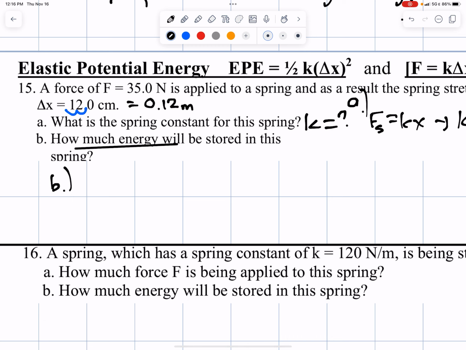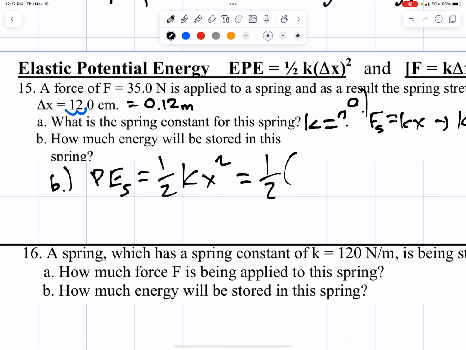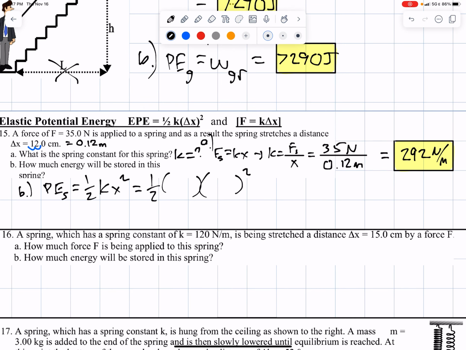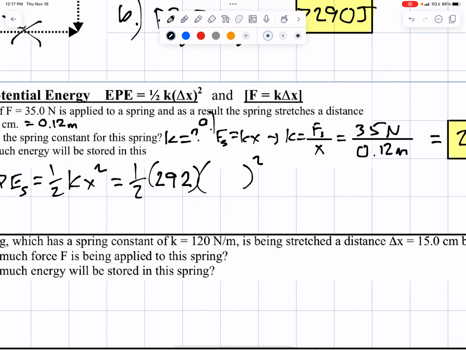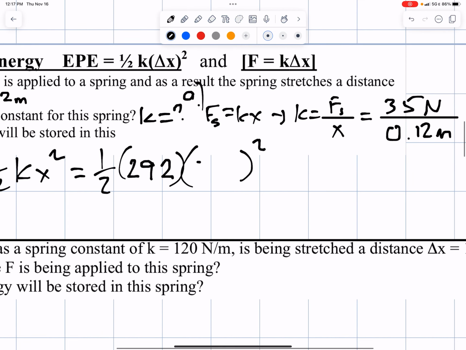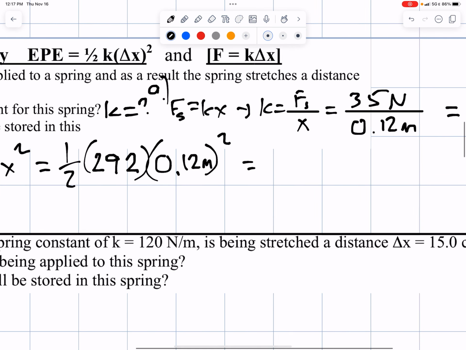Well, that's where we're going to be using the other equation. So the potential energy in the spring is going to be equal to 1/2 kx squared. Well, now you have K, so it's an easier thing to substitute into. So K was, if you remember, 292 newtons per meter, and you are substituting 0.12 in for the distance the spring is stretched.